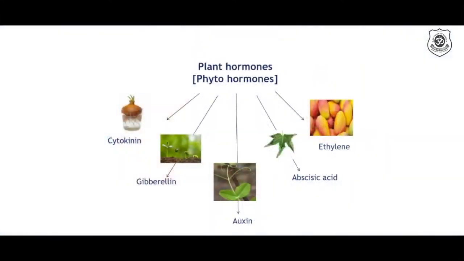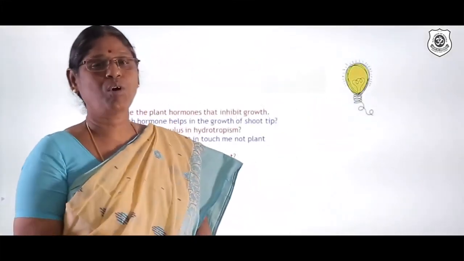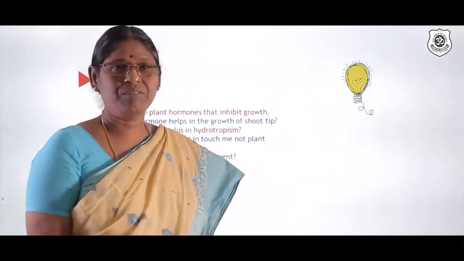Then abscisic acid, this is a hormone which is said to be an inhibitor. It doesn't help in growth. Okay, all the other three help in growth, whereas abscisic acid doesn't help in growth. It's an inhibitor. Then ethylene is another phytohormone which will help in ripening of the fruit. So these are the different hormones that are present in the plant. So now we have completed the coordination in plants. I hope you have understood.